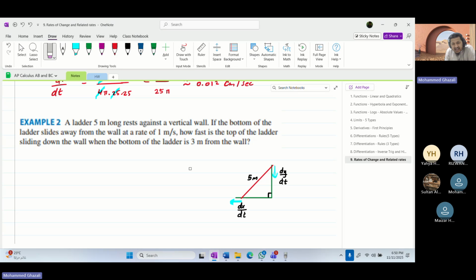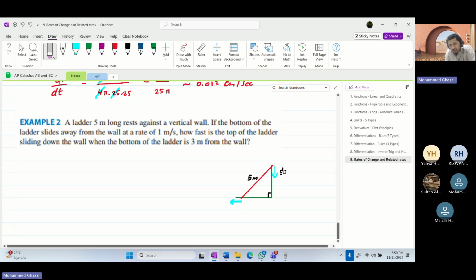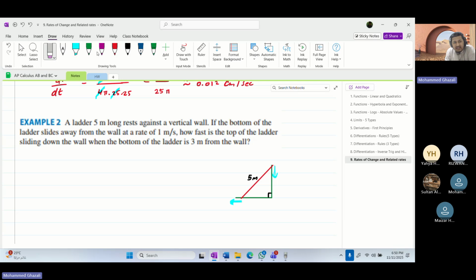So let's write a formula for this triangle. What is the formula for this triangle? We have to choose variables, x and y. So this is x and this is y. If the bottom of the ladder slides away from the wall at a rate of 1 meter per second, remember, 1 meter per second is dx/dt, basically x prime.